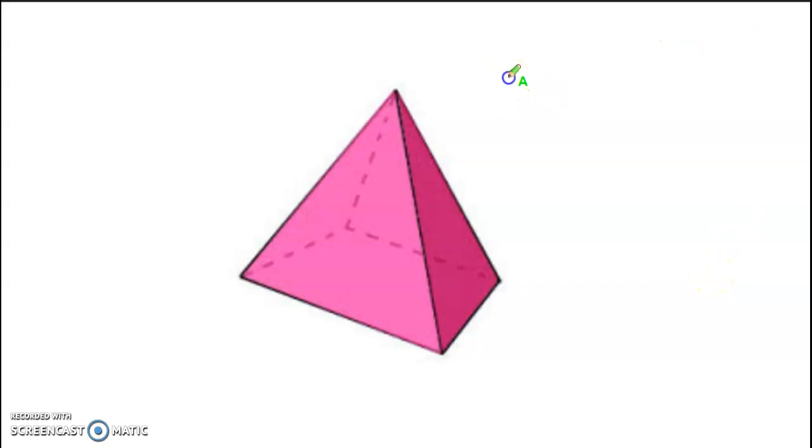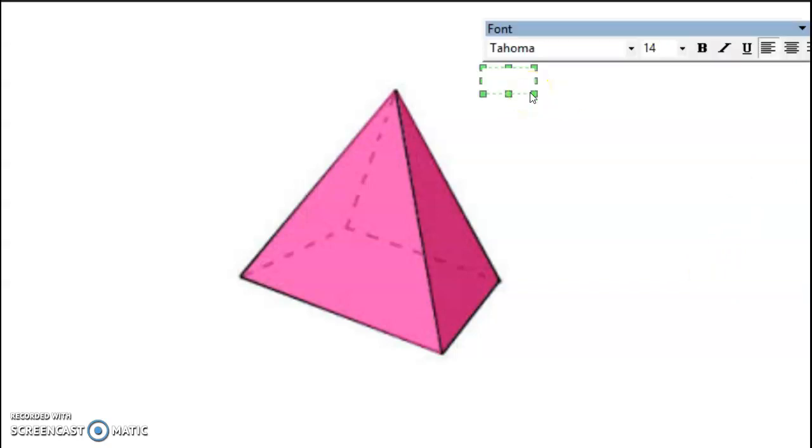Okay, this next one, give you a little bit of time. Think about what you think it is. Okay, one pointy top, so it is a pyramid. What type of pyramid? Well, look at the base. It's a rectangle, so we call that a rectangular pyramid.